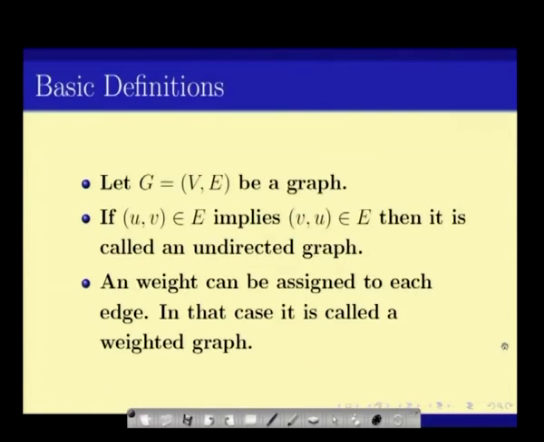So, we have been given a graph which has n vertices and some set of m edges. In the set of basic definitions, if (u, v) is an edge implies (v, u) is an edge, then we call this an undirected graph, and weights can be assigned to each edge. In this case we call it a weighted graph.